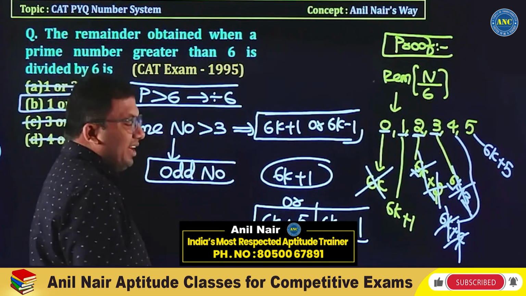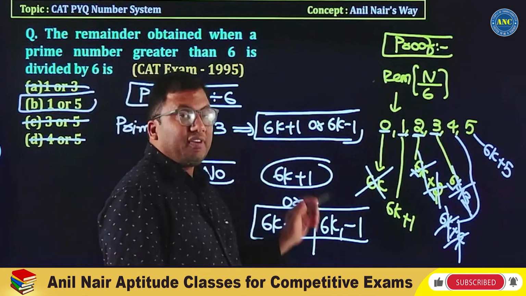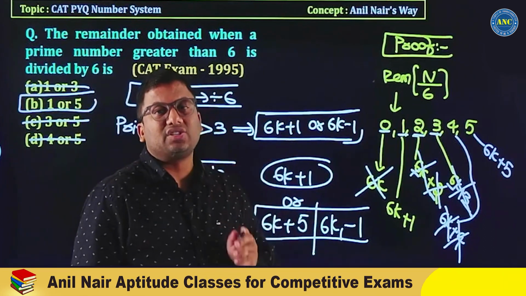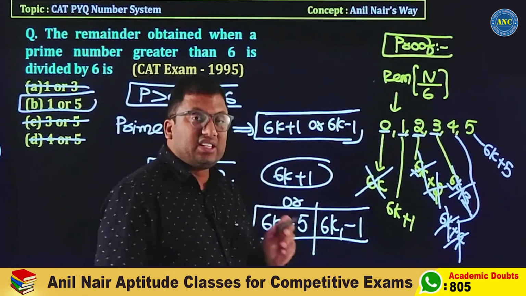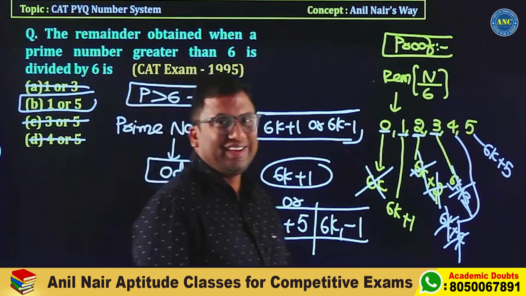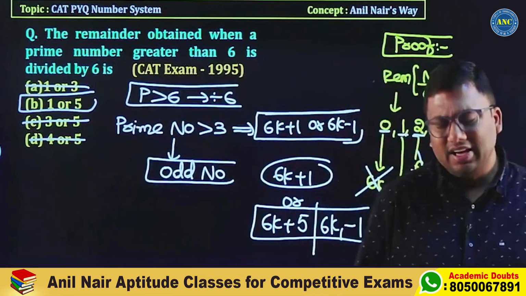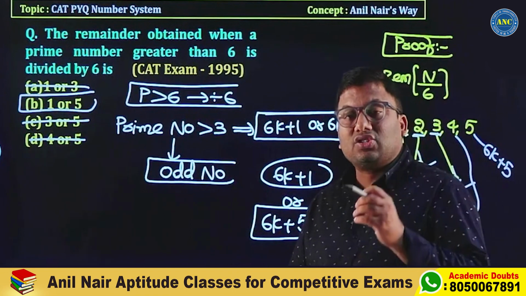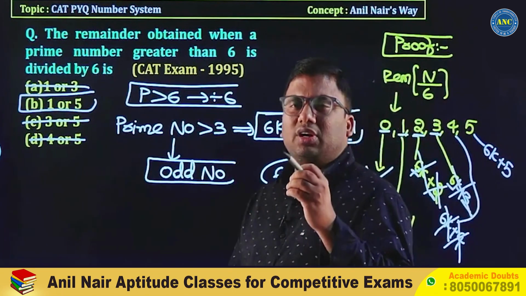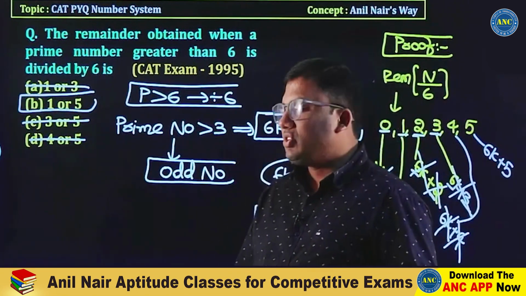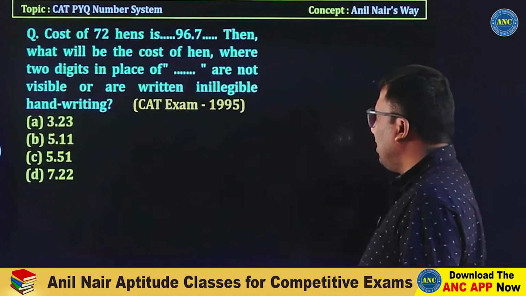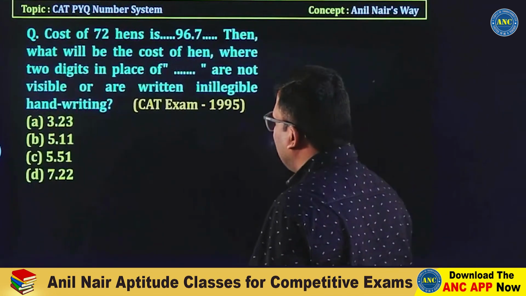I hope the idea is clear. Instead of writing 6k plus 1 or 6k minus 1, I wrote 6k. Please make a note of that mistake. I hope the idea is clear. It's all about having sound, absolute conceptual clarity. Solving these questions is very, very easy. This is a very easy question.